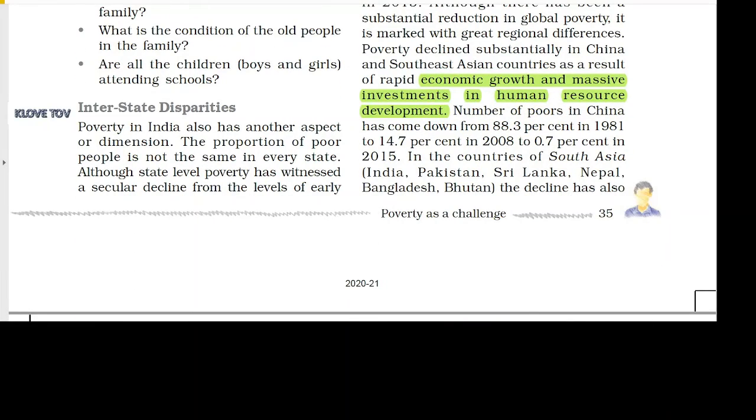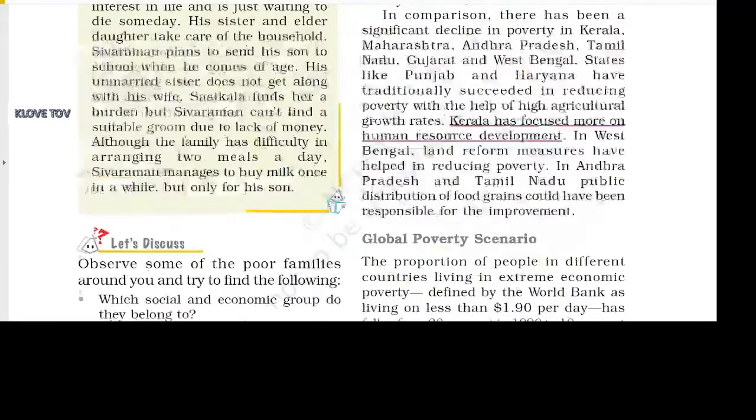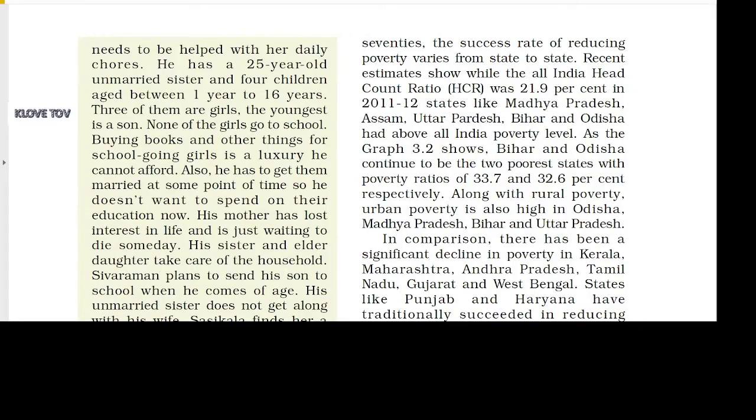Interstate disparities. Poverty in India also has another aspect or dimension. The proportion of poor people is not the same in every state, although state level poverty has witnessed a secular decline from the levels of early 1970s. The success rate of reducing poverty varies from state to state. Recent estimates show that while the all India head count ratio was 21.9% in 2011-12, states like Madhya Pradesh, Assam, Uttar Pradesh, Bihar, and Odisha had above all India poverty level.